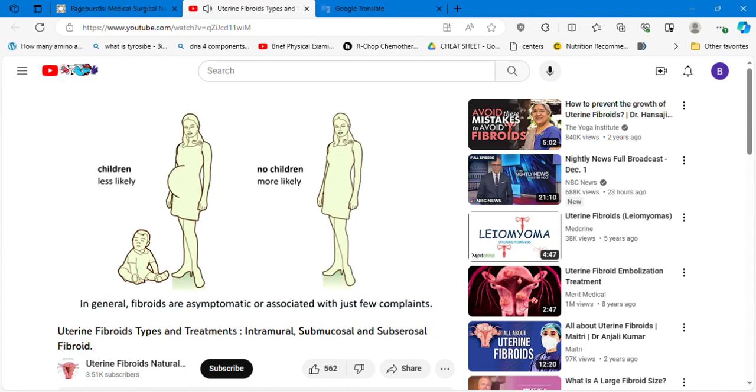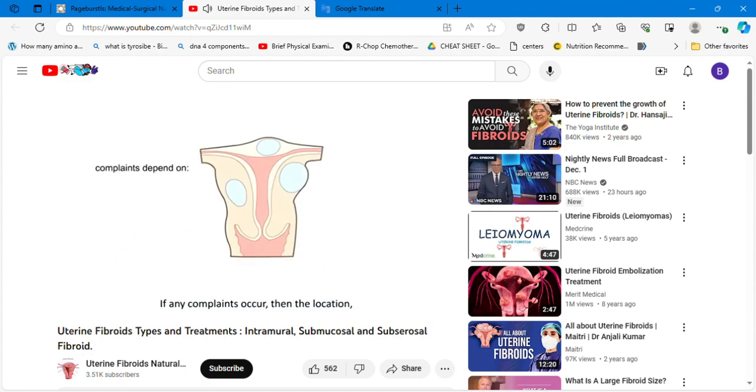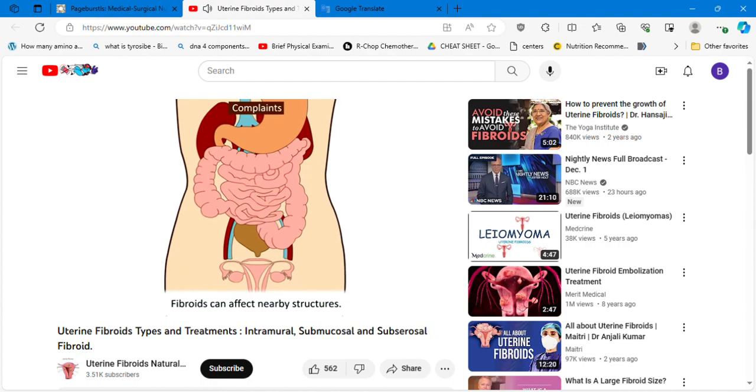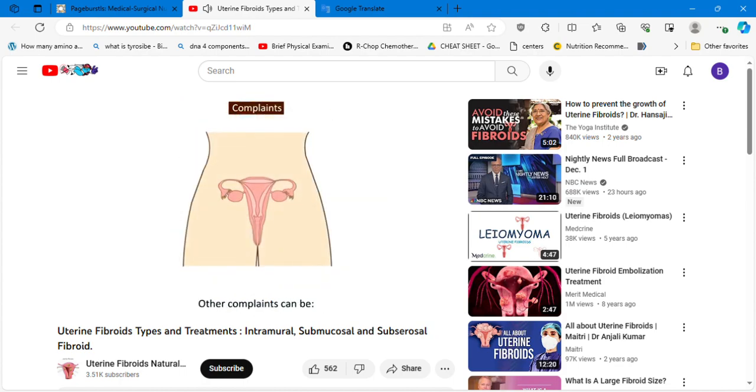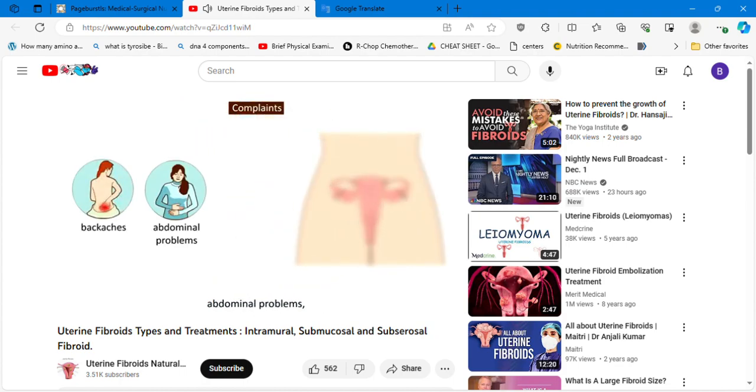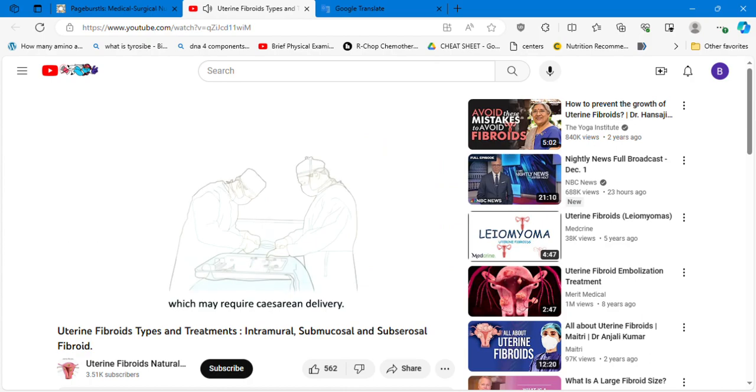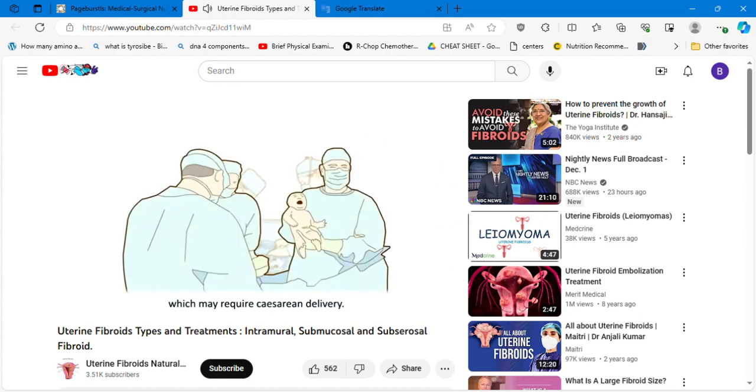In general, fibroids are asymptomatic or associated with just a few complaints. If any complaints occur, then the location, size and type of the fibroid are the major factors. Fibroids can affect nearby structures. They can cause compression of the bladder, which may lead to urinary complaints, or may obstruct the intestine, which may result in constipation. Other complaints can be backaches, abdominal problems, menstrual flow disturbances. Fibroids can impede normal childbirth, which may require caesarean delivery. Fibroids relatively more often lead to miscarriages.